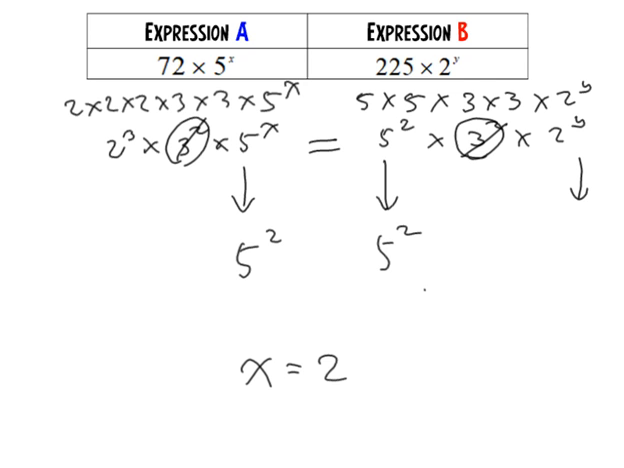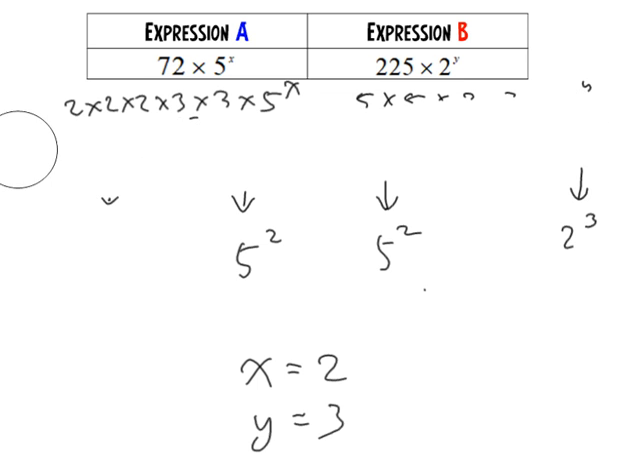And if I go here, 2 to the y and 2 to the 3, that means that instead of being a y, we can make it a 3. So therefore, our answer has to be 3 for the y. So the only values that work for this are x is 2 and y is 3.